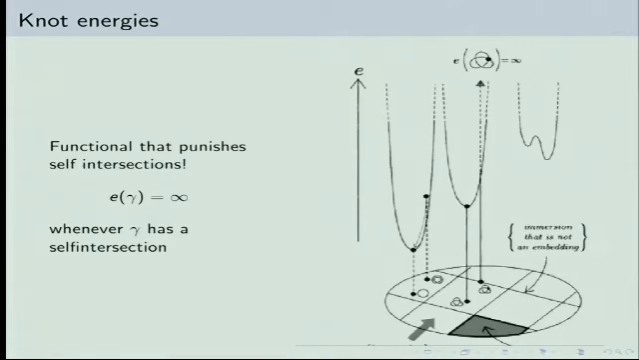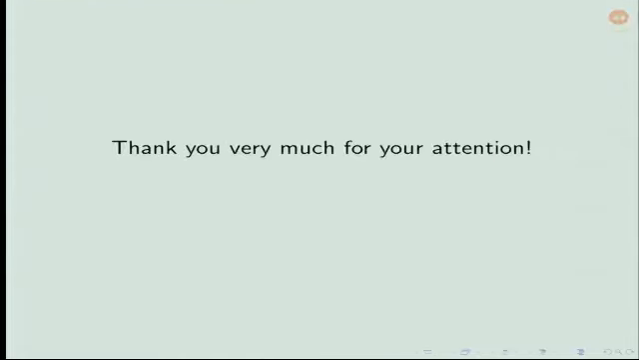The idea behind knot energies is that we try to construct an energy that blows up whenever we try to leave such a knot class. So these squares are representing knot classes.